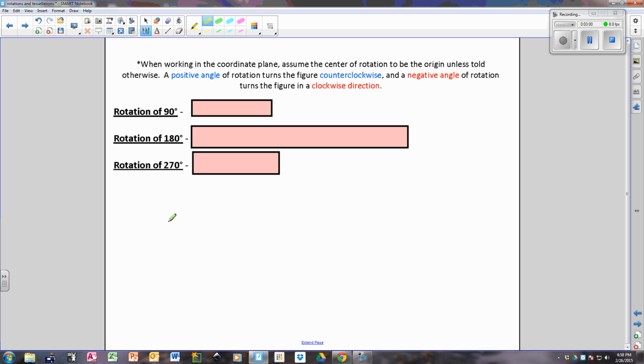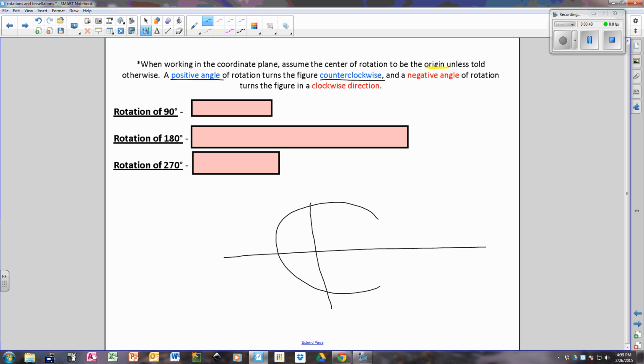All right, so here we go. So when working in the coordinate plane, assume the center of rotation to be the origin unless told otherwise. Okay, so unless you're told otherwise. A positive angle of rotation of the figure is counterclockwise. So positive is counterclockwise. So if you're in a grid, let's just say we're in the coordinate plane. Counterclockwise means you're moving this direction. Okay, so this is considered counterclockwise, and that is a positive angle.